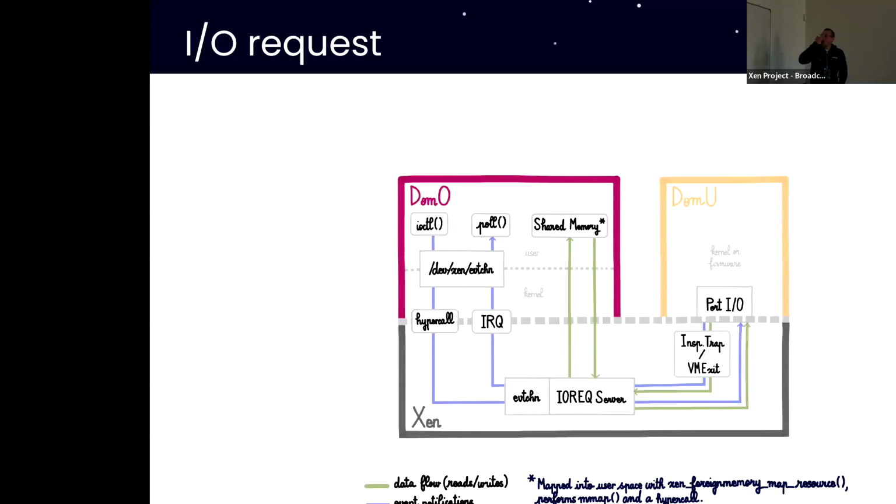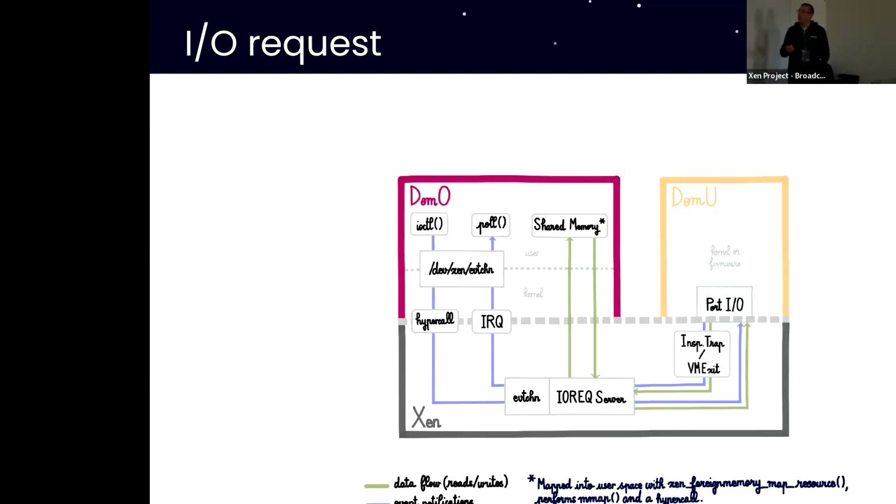First of all, let's look at the I/O request problem. Currently, how it works in Xen: there's Dom0, we have Xen below, and then we have several guest domains, in this case only one. There's the I/O request server below here. This one maps some shared memory into Dom0, and then it has several event channels in order to signal the device model running in Dom0.